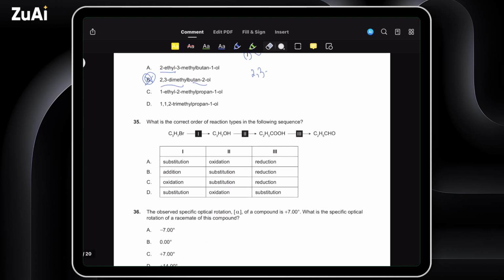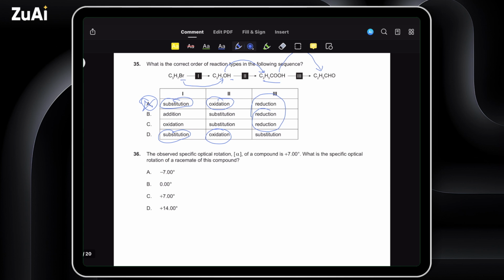What is the correct order of reaction? Halogenoalkane turns into alcohol, that is substitution. Alcohol gets oxidized, that is oxidation, because alcohol turns into carboxylic acid. Carboxylic acid turns into aldehyde, that is reduction. That's why A is the answer.